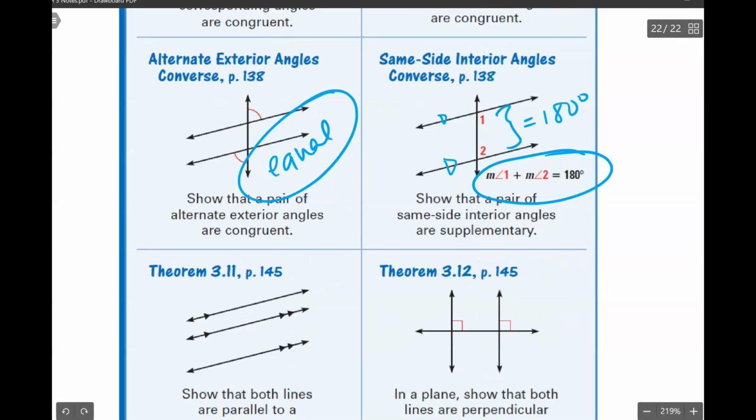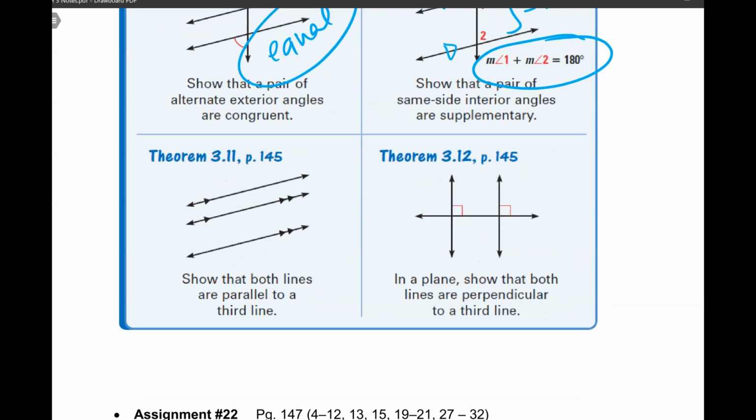And then another way to show two lines are parallel is if you show that these two are parallel, these two are parallel, so therefore that first one must be parallel with the third. That's theorem 3.11. And lastly, if we have two lines that are perpendicular to the same line, that means they must be parallel to each other. So that is it for this lesson and this chapter.